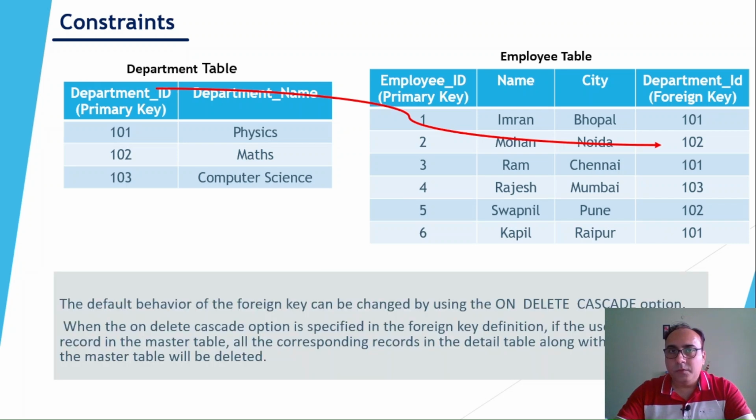Now we talk about one option, ON DELETE CASCADE. It basically changes the default behavior of the foreign key. When this option is enabled in a foreign key definition, if a user deletes a record from the master table, all the corresponding records related to it in the detail table also get deleted. So if we enable the ON DELETE CASCADE option at the time of defining the foreign key constraint, it will follow that parent-child kind of relationship. If you delete something, it will be deleted from your detail table as well.